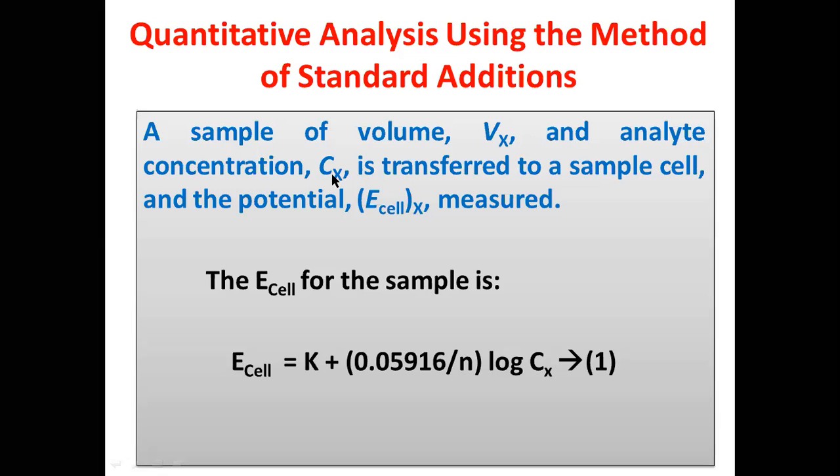Because the analyte is present, E cell of X is developed. The developed E cell of X is related to the concentration of analyte. That can be written using the Nernst equation. E cell of X is equal to K plus 0.05916 divided by n into log of the concentration of analyte, that is Cx. Let me call this equation number 1.